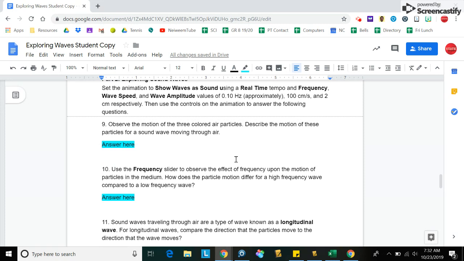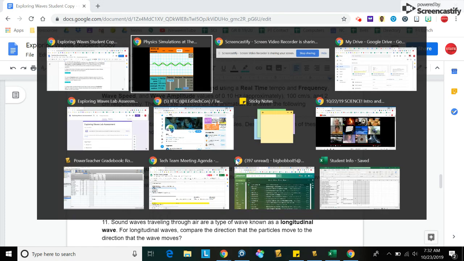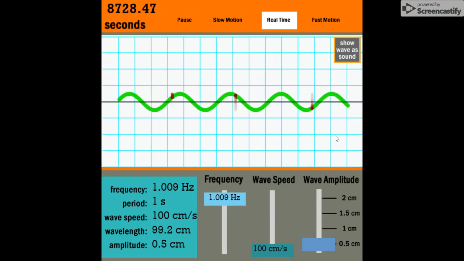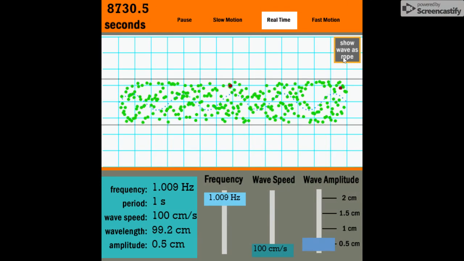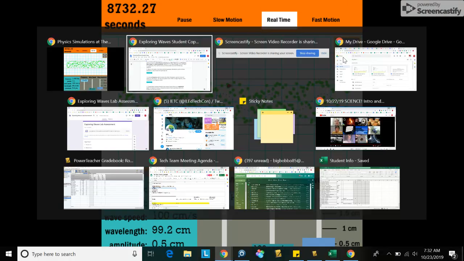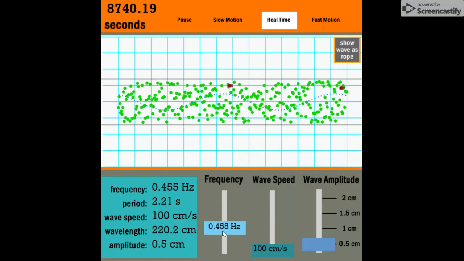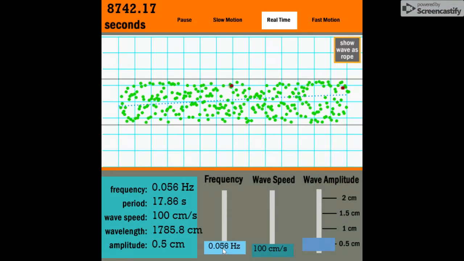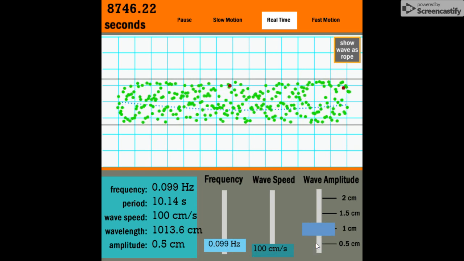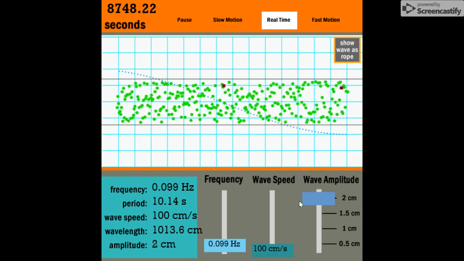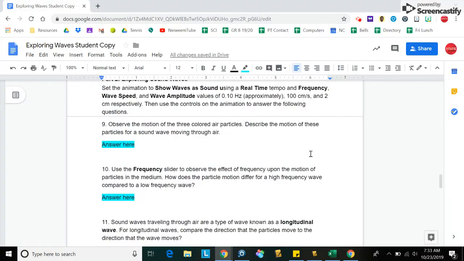Okay, now we're going to change it to sound. So I'm going to go ahead and just do that first. Show wave as sound. And we are going to be going back to that 0.10, 100, and 2. Okay, that's our setting. Same as we did before, except now we're on sound wave.